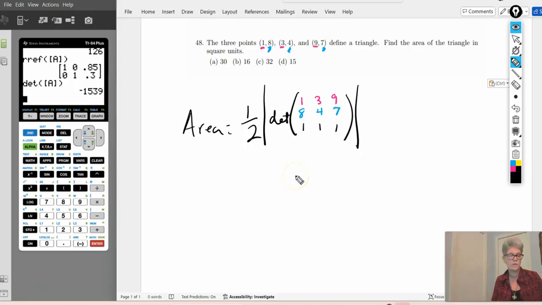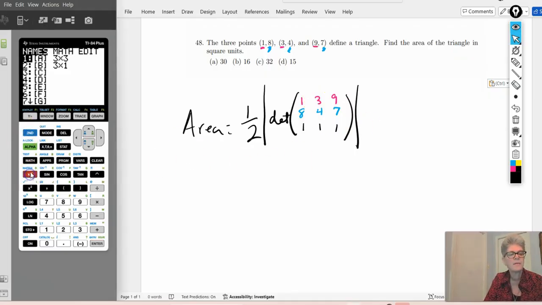This is one way you can do it. Another way that some other books do it is the first column is your x values, the second column is your y values, and the third column is all 1. You'll get the same determinant. So let's first of all define this matrix, the red, blue, and the black row entries.